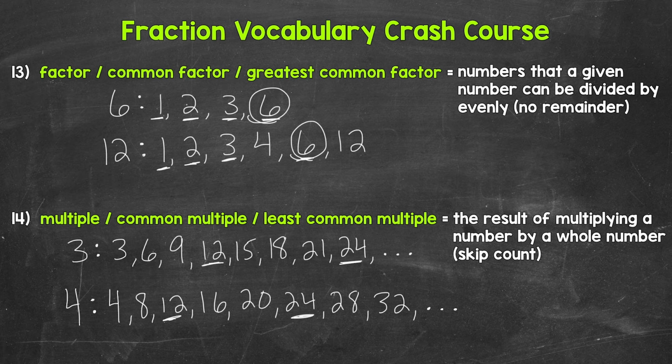Now, least common multiple is the least or smallest multiple in value that the numbers share. The least common multiple between 3 and 4 is 12. We use multiples, common multiples, and least common multiples when working with fractions. For example, when finding a common denominator. So there's our fraction vocabulary crash course.